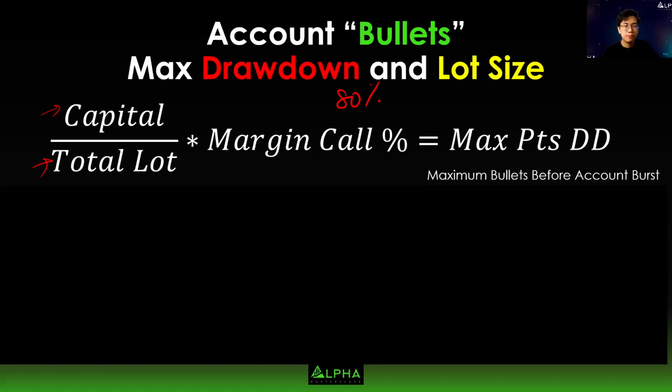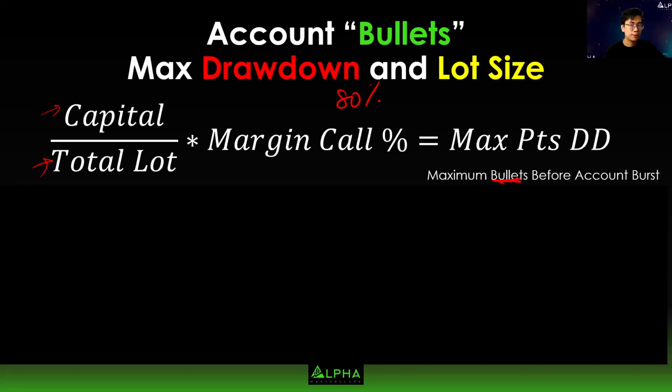Next one is max point drawdown. Max point drawdown calculates the maximum number of bullets before your account bursts. This is where the bullets come in. It calculates how much drawdown you can absorb before you lose all the money. Drawdown can also mean the amount of losing that you can take.